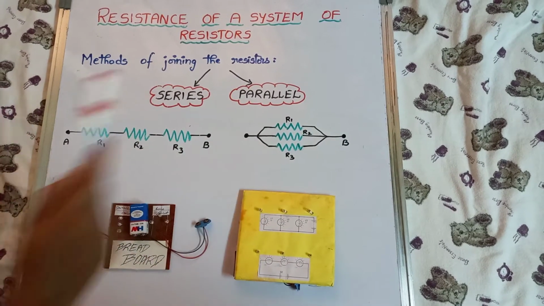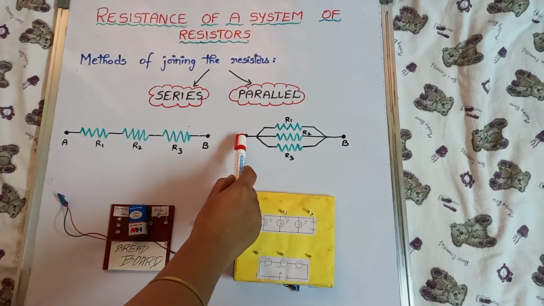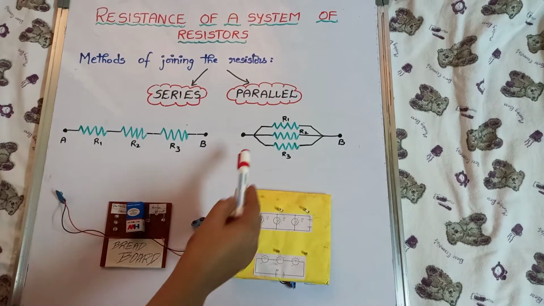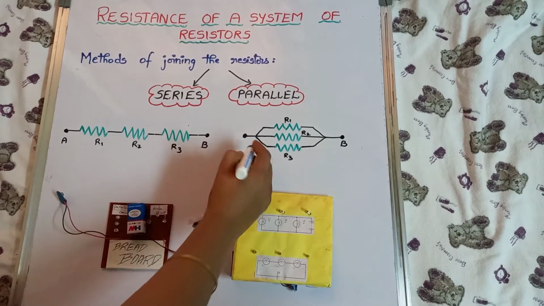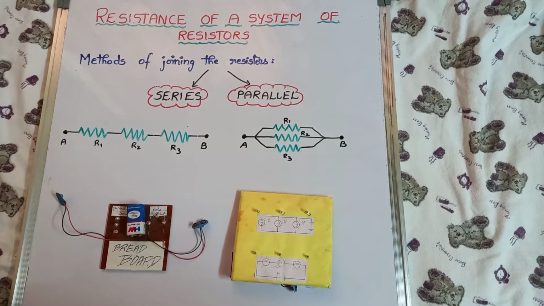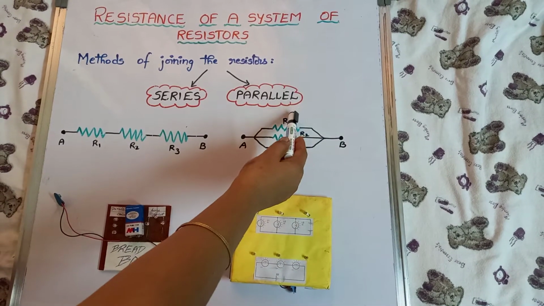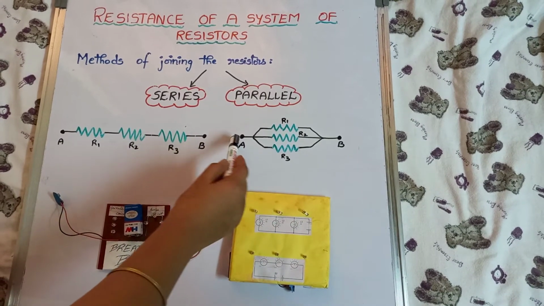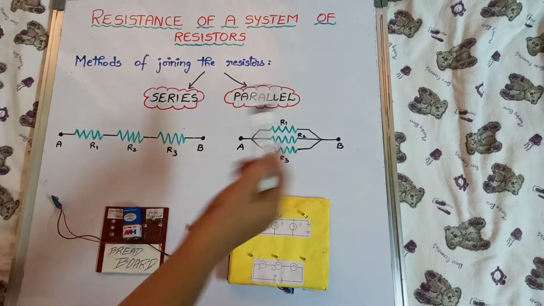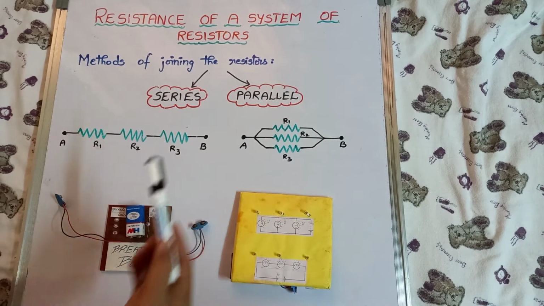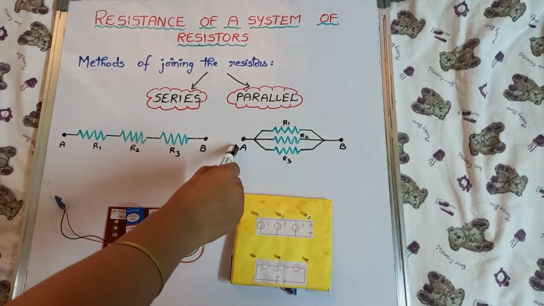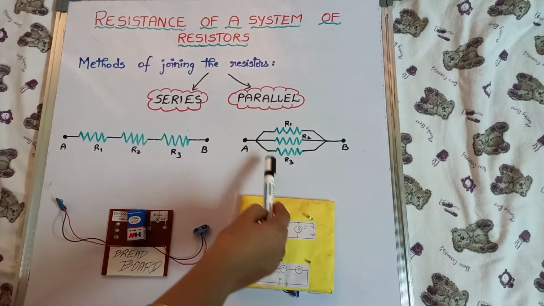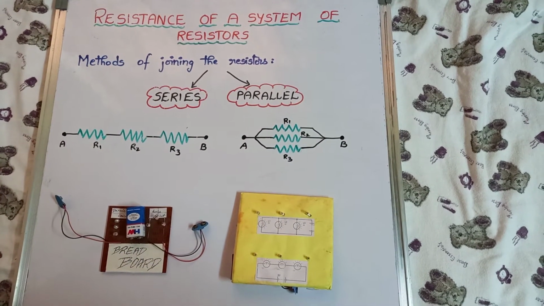Now coming to the parallel combination of resistors, here we can see all three resistors connected in between two points A and B. The resistors R1, R2 and R3, the left sides all together are connected to one end and all the right sides are connected to one end. That is, all positive terminals will be connected to one point and all negatives will be connected to another point in a circuit. So this is called parallel combination of resistors.